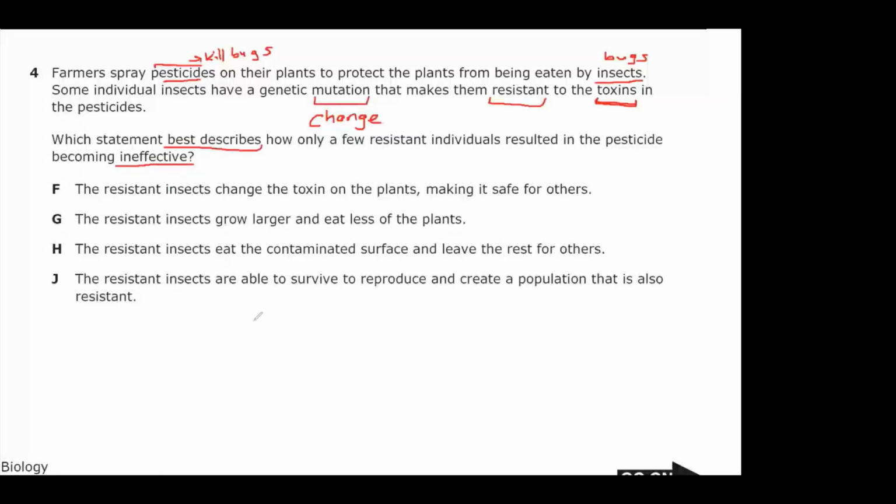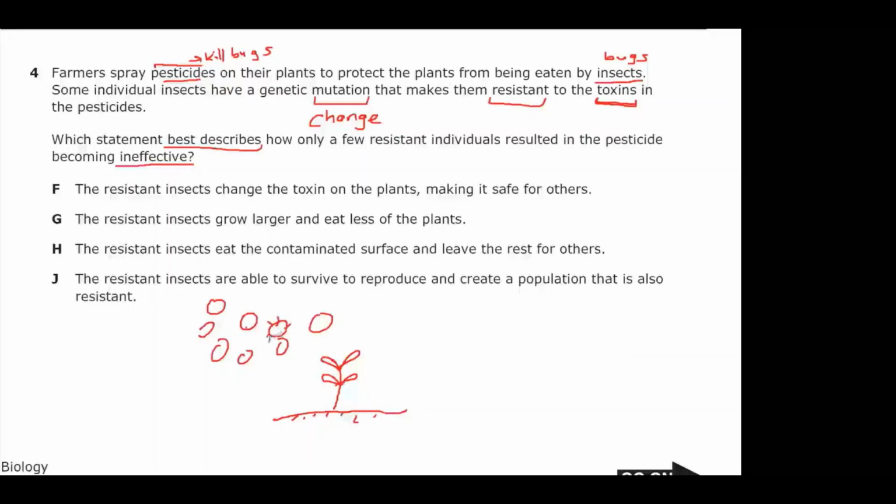So basically, let's say we have lots of bugs or insects, okay? And then, let's say this is our plants, on the ground. Sorry about my bad drawing. Let's say those insects are eating our plants. Basically, they're not good for the farmers. They're not good for the plants. They're actually damaging the plants.